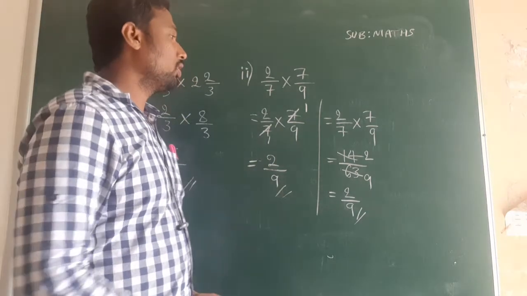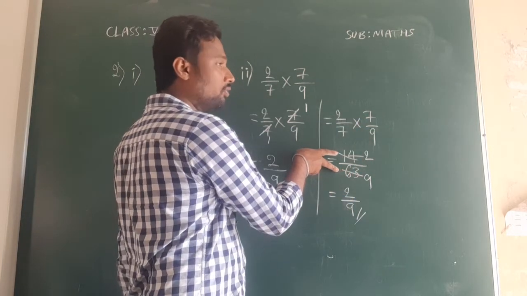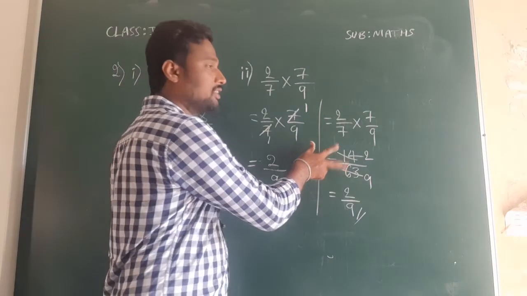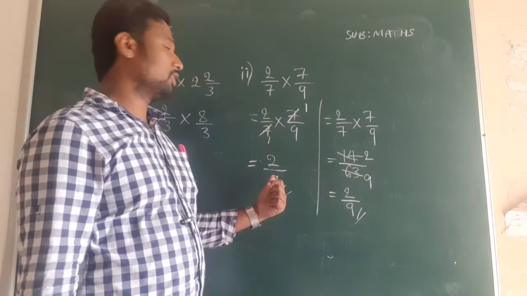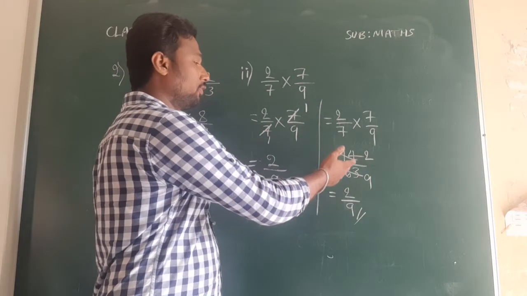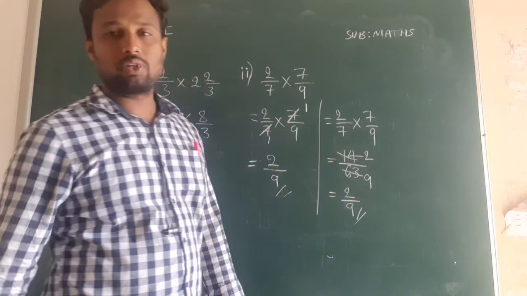But here what did you get? 2 into 7, 14, 7 into 9, 63. So here you have to divide 14 divided by 63. So you will get a little bit bigger number when you compare to the previous method. If you multiply first, and after that you divide, you will get a little bit bigger number, but the answer will be the same only.